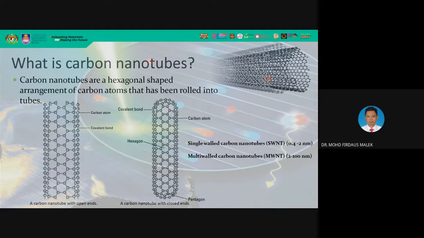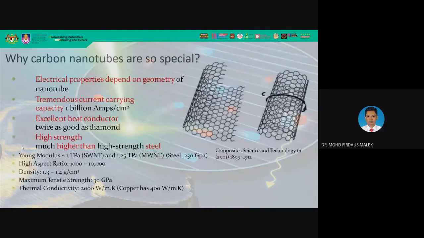Contoh macam the previous one, they make alloy. Okay, so lebih kurang macam tu. So they mix this carbon nanotubes into the existing material in order to strengthen their existing material. Okay, so why are carbon nanotubes so special? Okay, so kenapa kita gunakan carbon nanotubes?